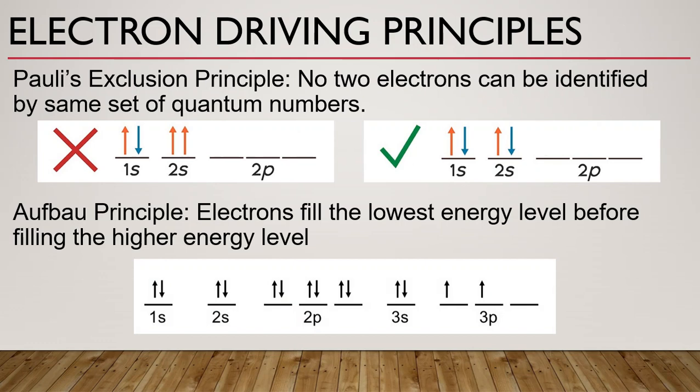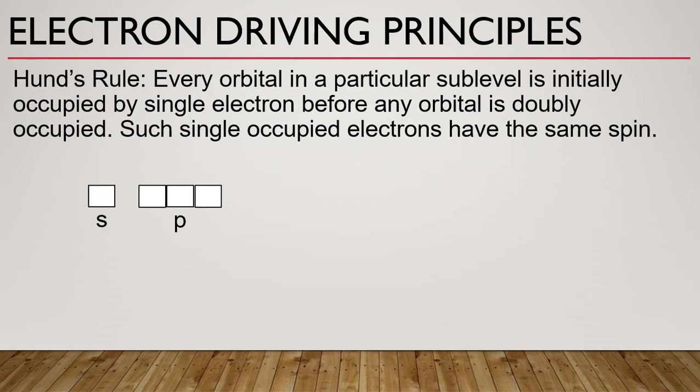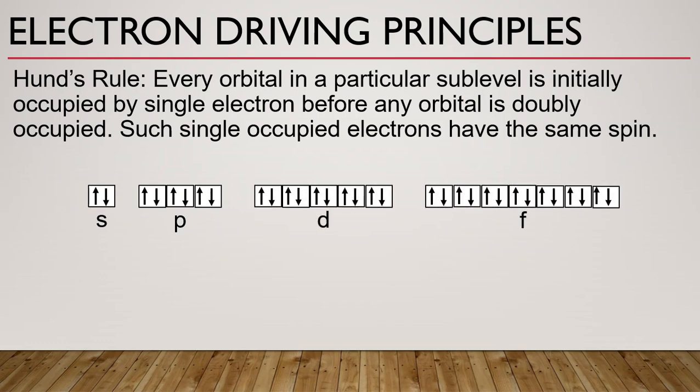And our last driving principle is Hund's rule. It states that every orbital in a particular sublevel is initially occupied by a single electron before any orbital is doubly occupied. Such singly occupied electrons have the same spin. As I said earlier, all the upward spin moments come first, before the downward spin moments are filled. That is how the driving principles of the atomic model work.